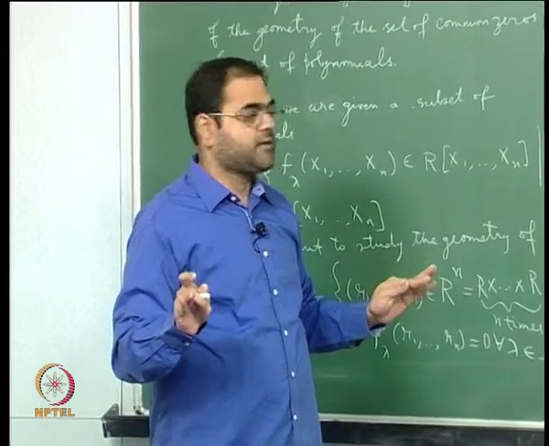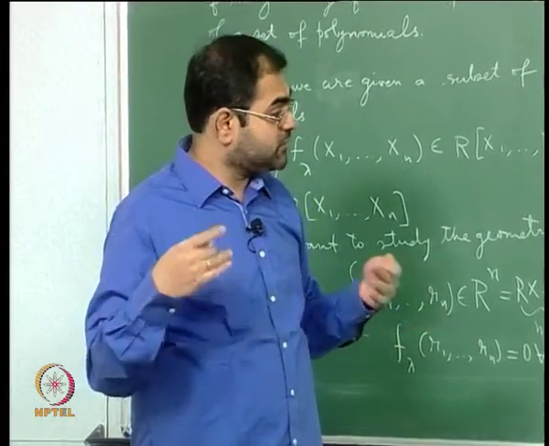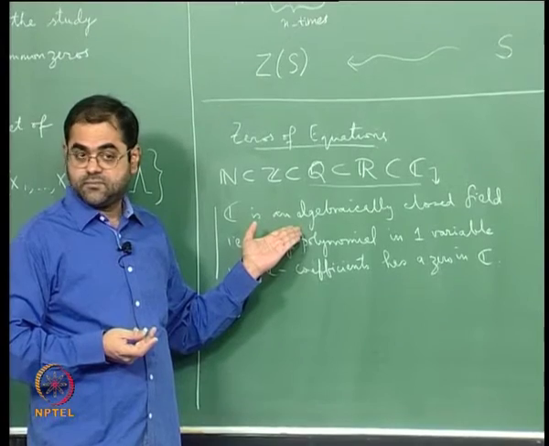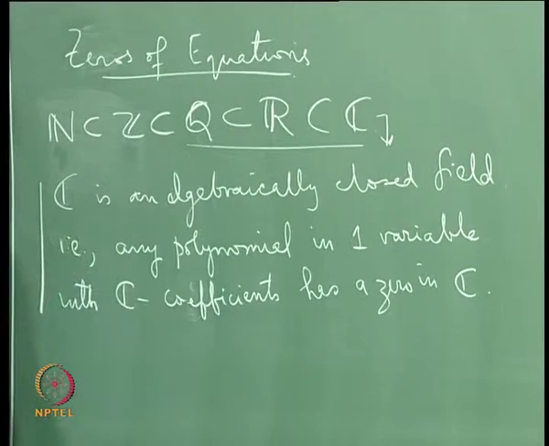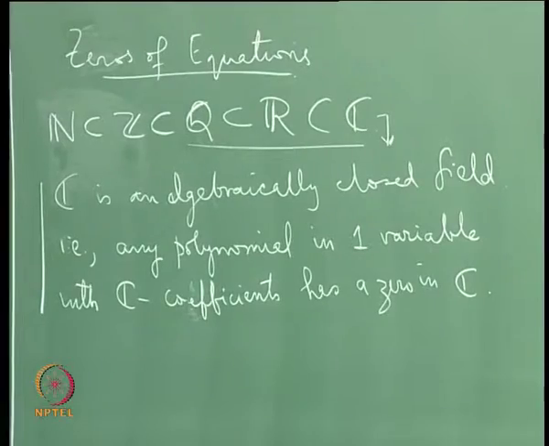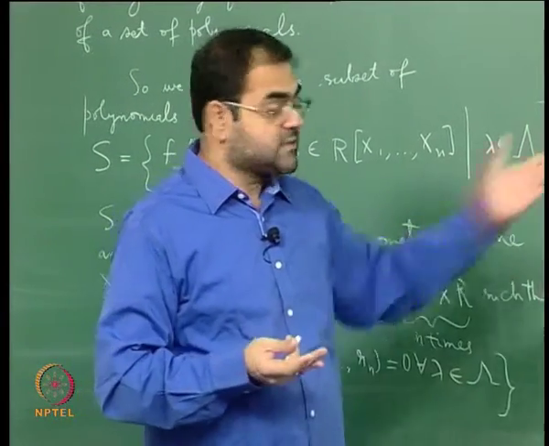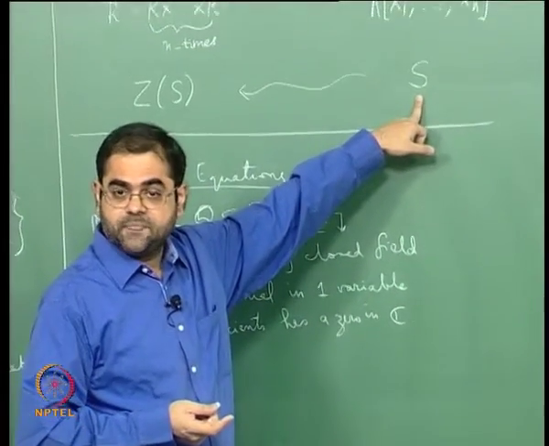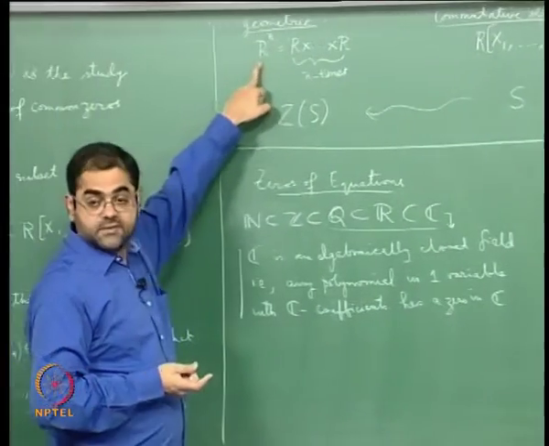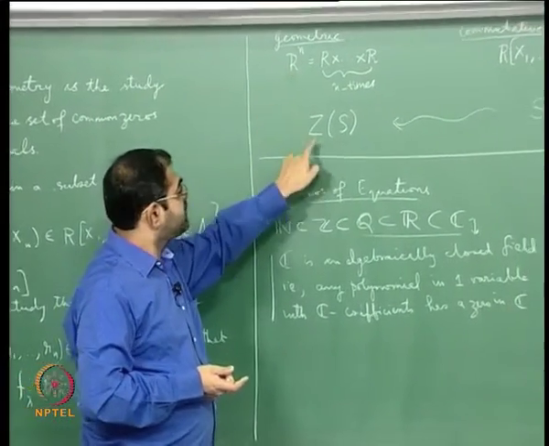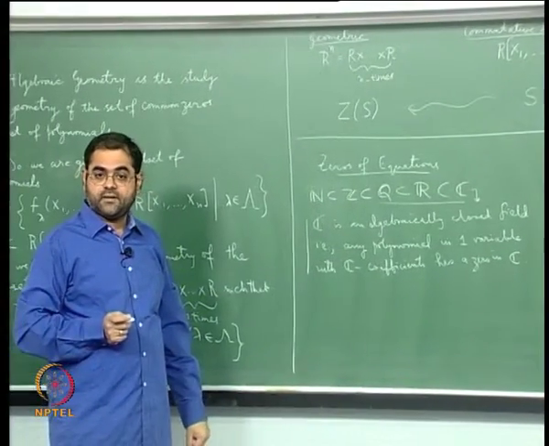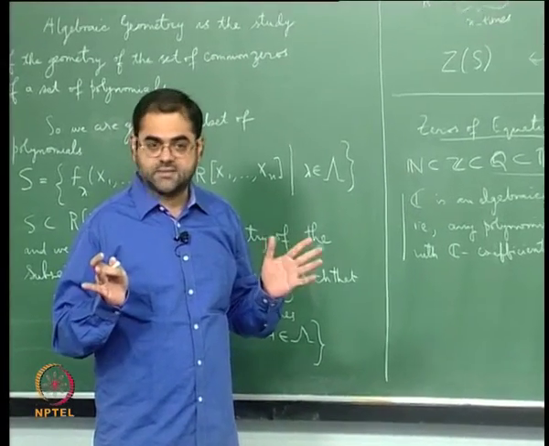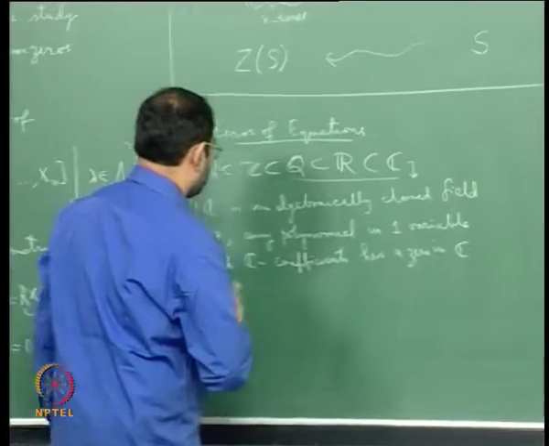You might expect that you should put some more conditions than just the field being algebraically closed for such a thing to happen, and the answer is no. The amazing answer is yes. This itself will ensure that so long as this set S is good in a decent way, if R is an algebraically closed field then Z of S can never be empty. This is a very deep fact, and this is one form of the Hilbert Nullstellensatz. So let me write that down.